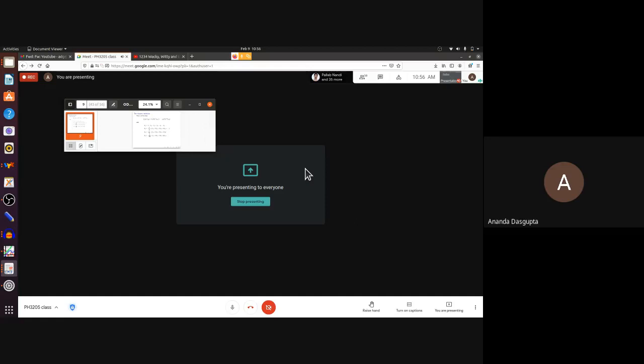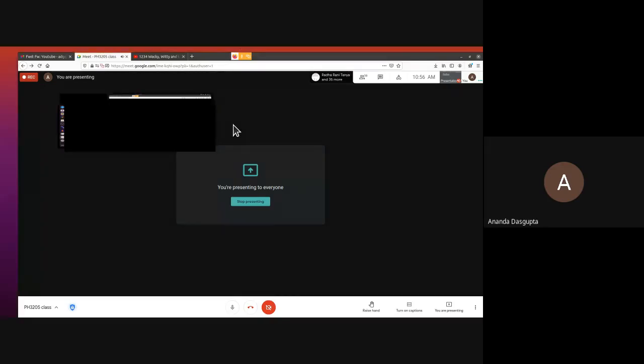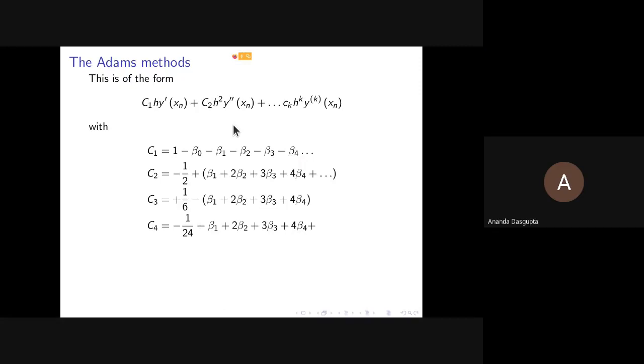K is the order of the Adams-Bashforth method, or Adams-Moulton in this case. Actually, not k, k plus 1, because beta 0, beta 1 up to beta k. Right? In Adams-Moulton it is k plus 1, and Adams-Bashforth is k. So, if for example k is 4, then the equations end here. You have 5 equations, and there are 5 unknowns. You should also go up to C5.